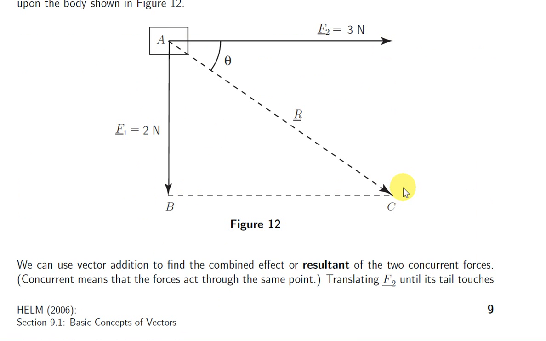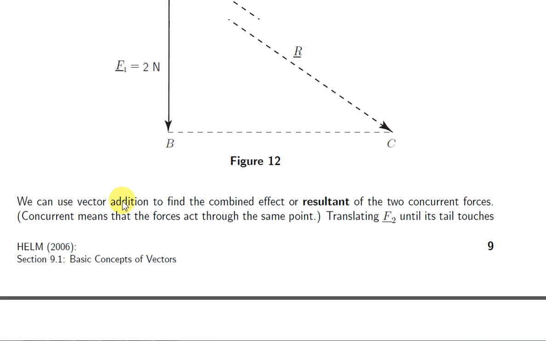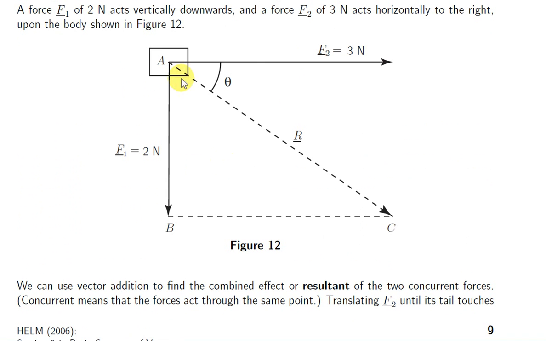Or we could complete a parallelogram and draw the diagonal. So the resultant vector R is the vector sum of the two forces. We can get the magnitude of vector R using Pythagoras' theorem. So we see that vector R is the hypotenuse of a triangle of sides length 2 and length 3. So R is going to be root 2 squared plus 3 squared. That's root 4 plus 9, or root 13. So the magnitude of R is root 13 newtons.